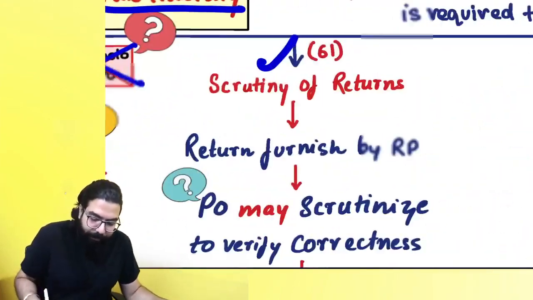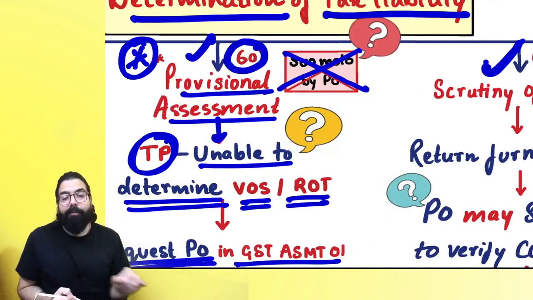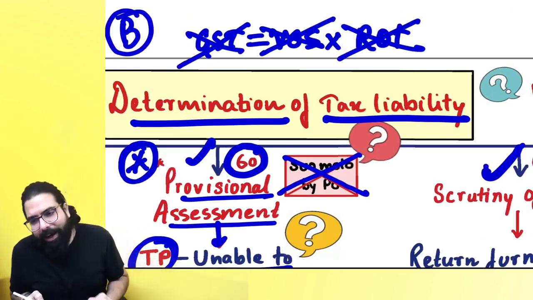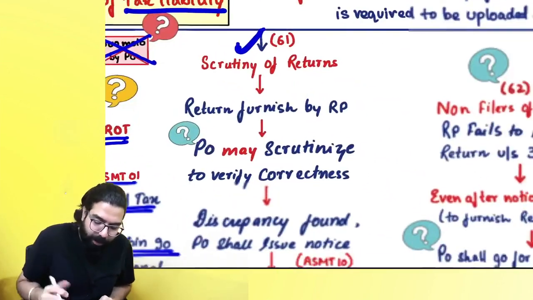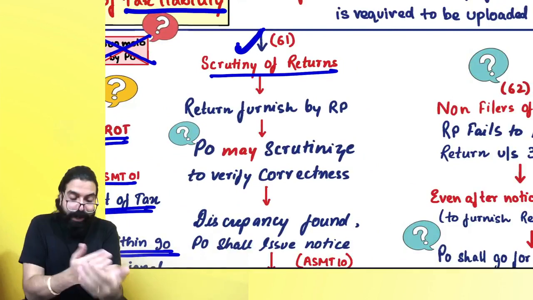Now comes section 61, but people, remember, there is an A graded topic in this. You can call it a B graded chapter. From this B graded chapter, the A graded topic is your provisional assessment. The next one over here is scrutiny. I filed the return. The officer is scrutinizing my return.